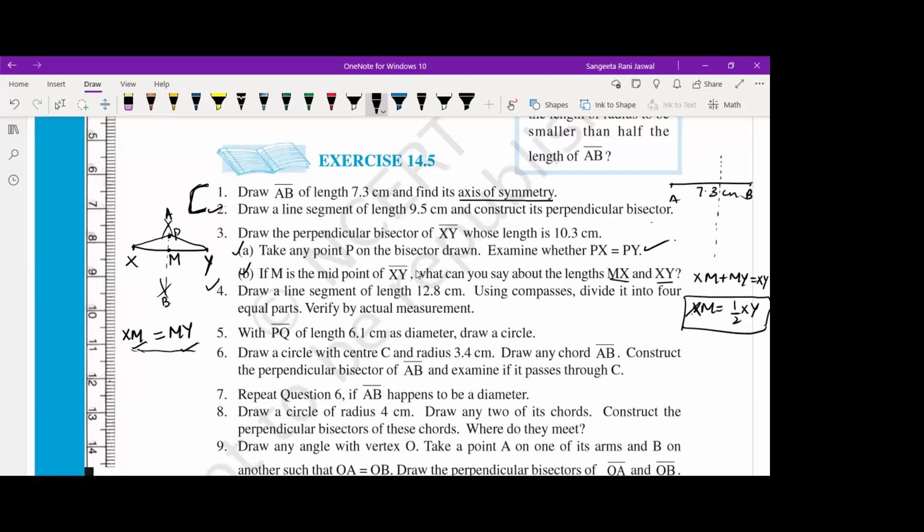Okay, can you try this question for homework? Question number 4. Draw a line segment of length 12.8 centimeters. Using compasses, divide it into 4 equal parts. Verify by actual measurements. What do you think? How will you try this?